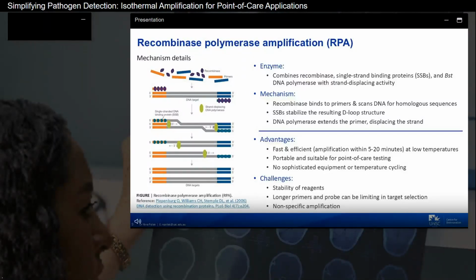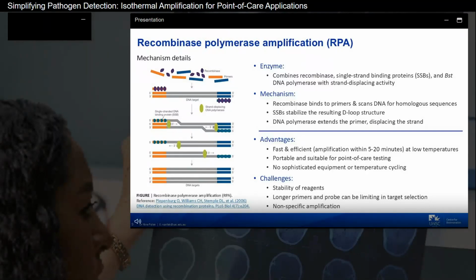RPA, like all the others, does have some challenges. Reagent stability is one of them. Maintaining the stability of the reagents can be an issue, particularly in less controlled environments. Primer design is also a tiny bit more tricky. Longer primers and probes can be restrictive when selecting targets, and designing these primers can be a bit more complex.